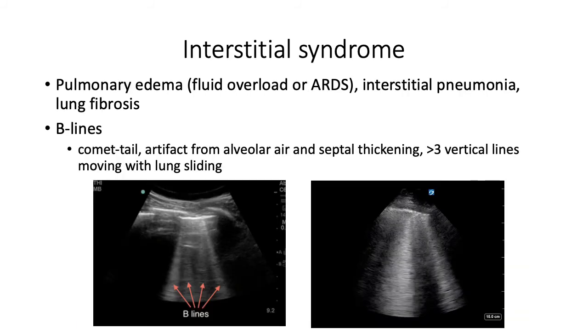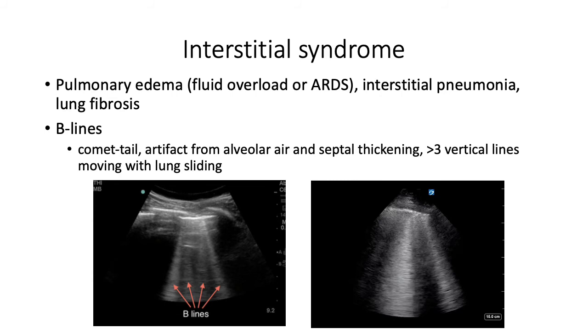We'll talk about interstitial syndrome next. Interstitial syndrome comprises a variety of things, such as pulmonary edema from fluid overload or ARDS, interstitial pneumonia, or lung fibrosis. B-lines will show up in patients with interstitial syndrome. They appear as comet tails, which are artifacts from alveolar air and septal thickening.